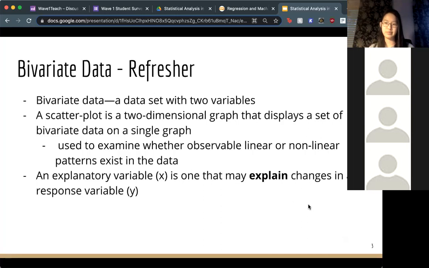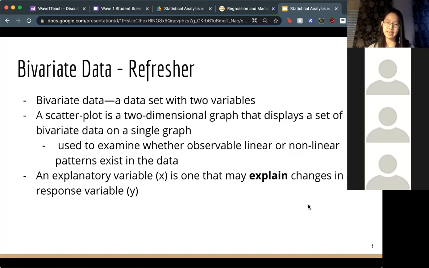This is a throwback to the first class. If you remember, bivariate data, which we never mentioned as an actual vocab word, but you're probably familiar with what it is. It's just a data set with two variables. On a scatter plot, it's what you're graphing: the X and the Y. Those are the two variables, and the scatter plot can display that information on a single graph. Each point represents one data point, and that data point has those two variables, which is where it falls on the graph. It's pretty intuitive.